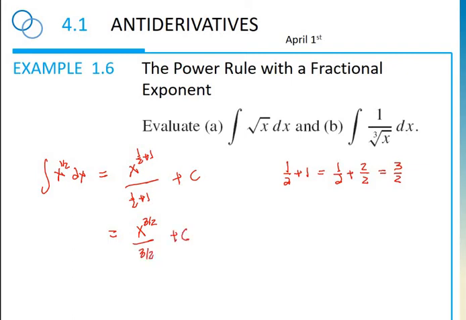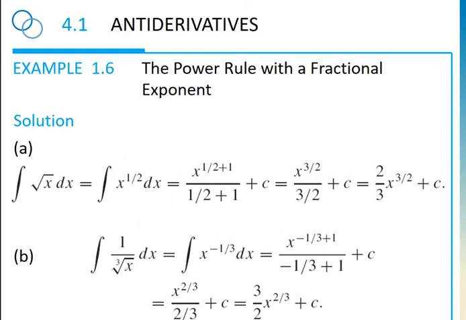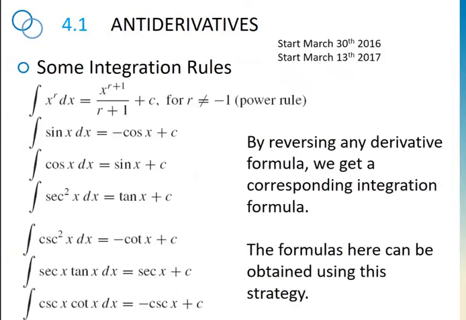The division by 3/2 turns out to be 2x to the 3/2 divided by 3 plus c, because dividing by 3/2 means multiplying by the reciprocal. The 2 goes up, and then you have 2/3 x to the 3/2 plus c. And if you want to see the answer the way they did, there it is. Next slide. Look at this next one.